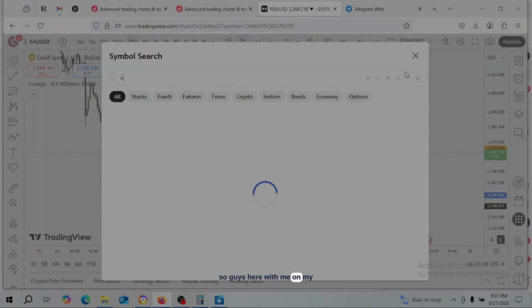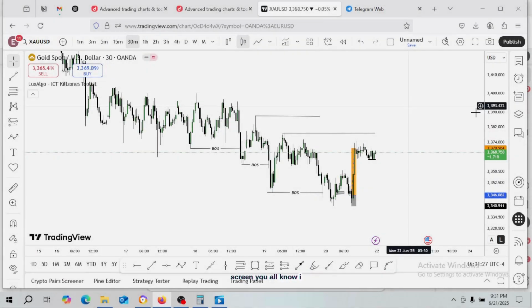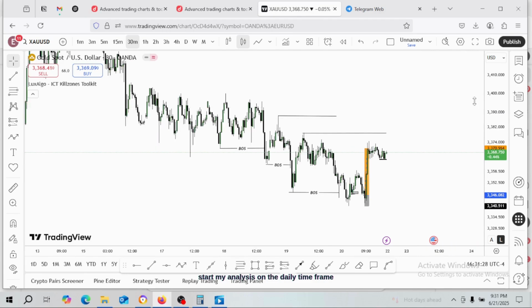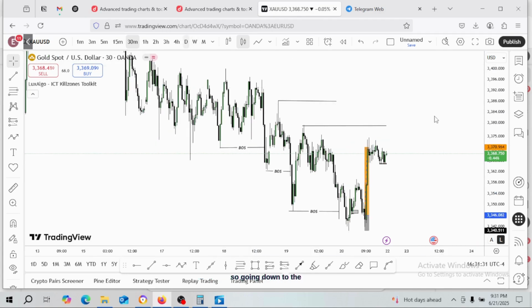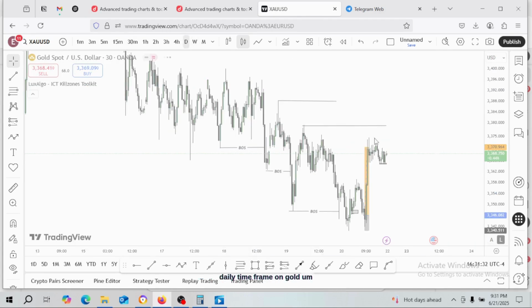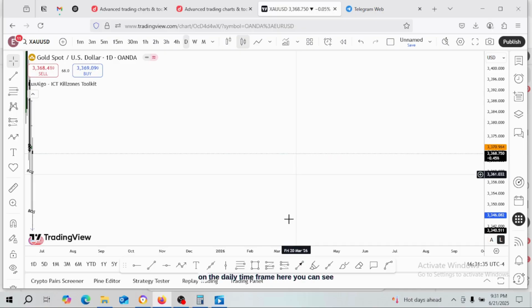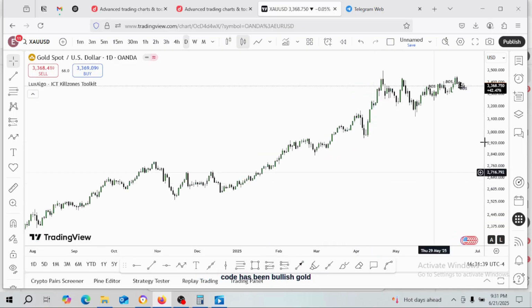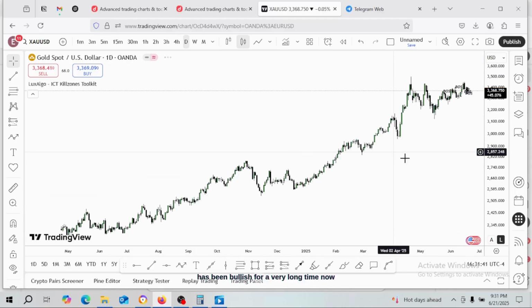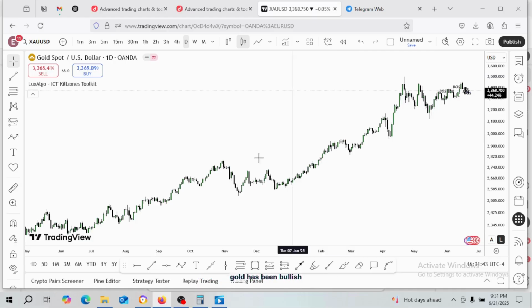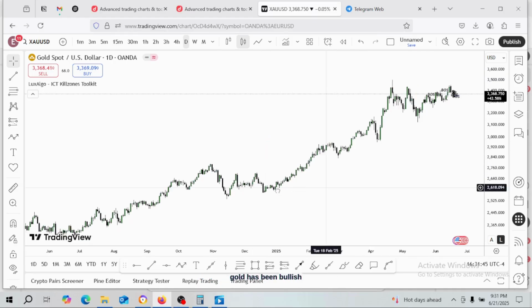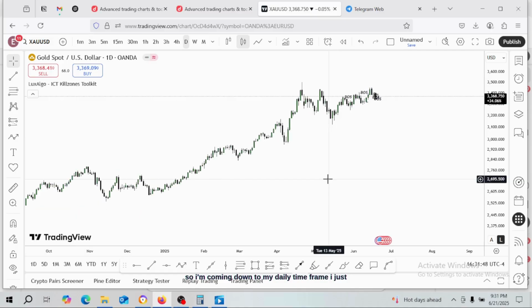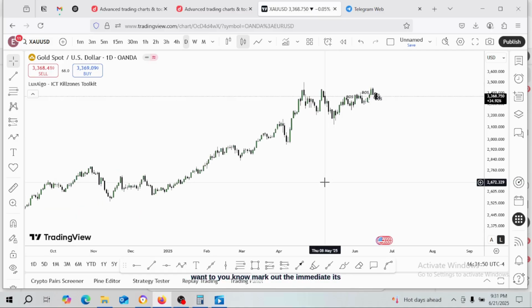So guys, here on my screen, you all know I start my analysis on the daily time frame. So going down to the daily time frame on gold, you can see gold has been bullish for a very long time now. I'm coming down to my daily time frame, and I just want to mark out the immediate market structure.